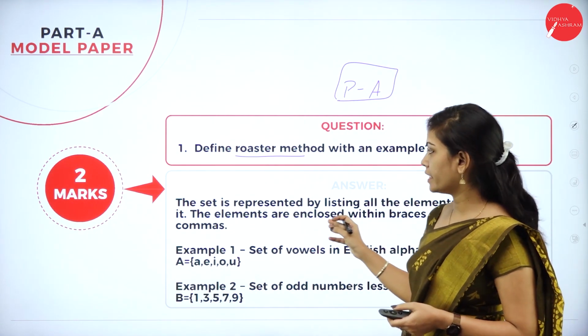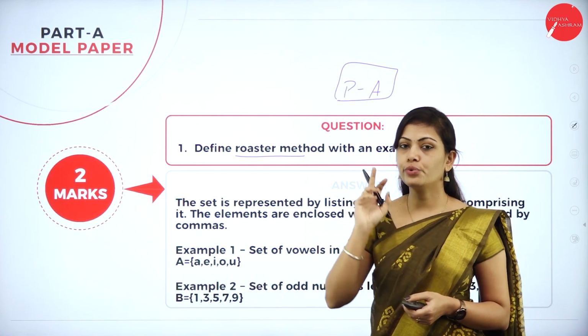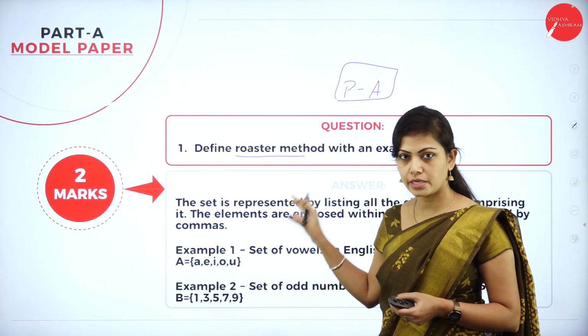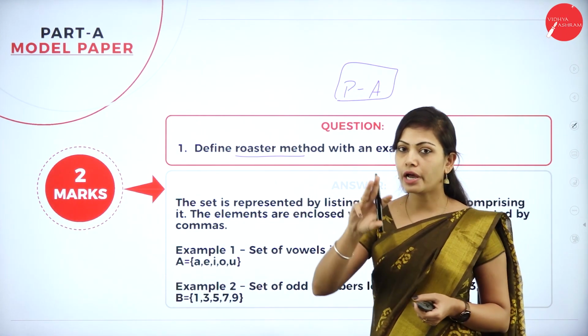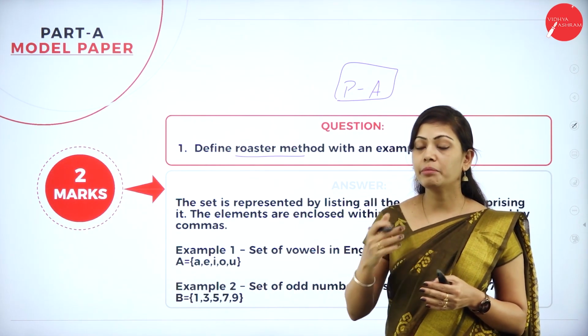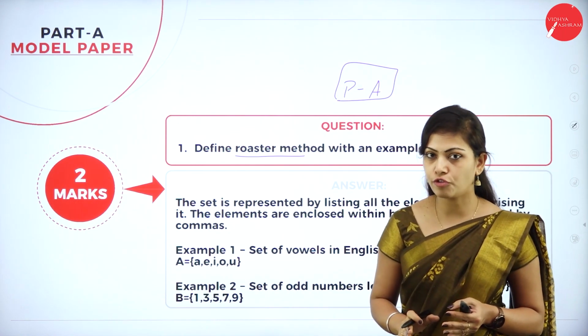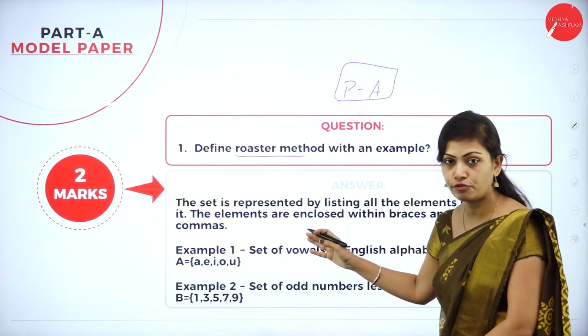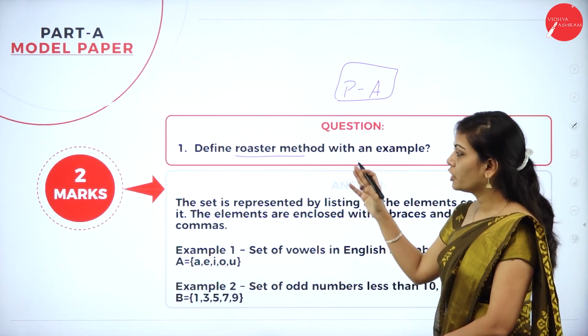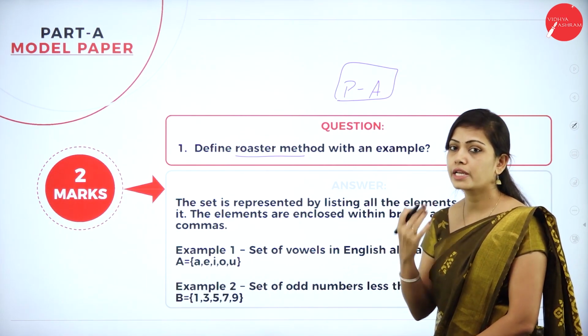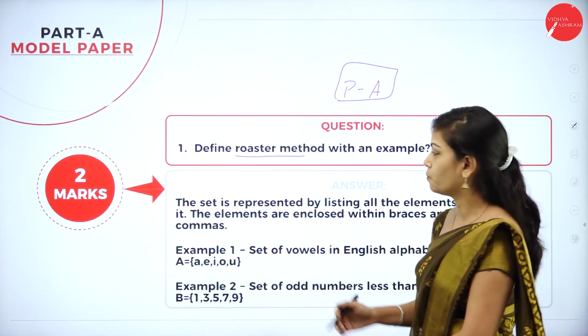This is your set theory, unit 1 concept. In set theory, you have 2 methods. Set can be represented by roster method and set builder form. Roster form or set builder form. Very important question. You can expect roster method or you can expect set builder form also.